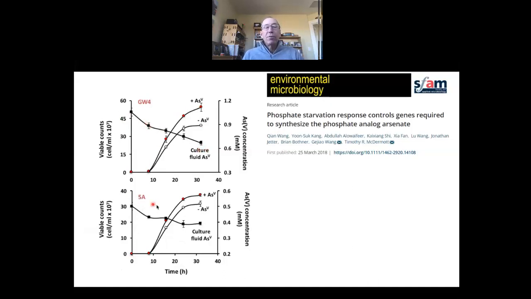This is using a different strain of Agrobacterium tumefaciens, strain 5A, and we see a similar profile where the cells grow better when arsenate is present, and they are extracting arsenate from the culture media. So where's this arsenic going? Well, it's going into lipids, carbohydrates, and proteins.